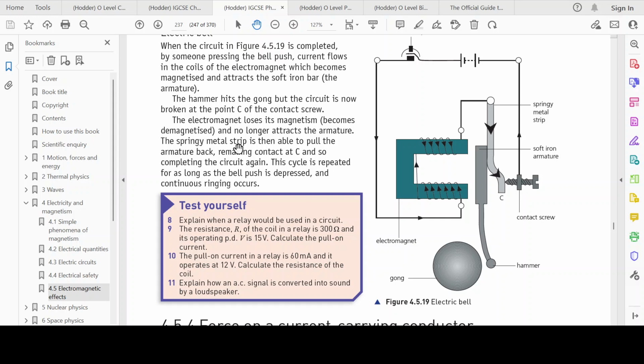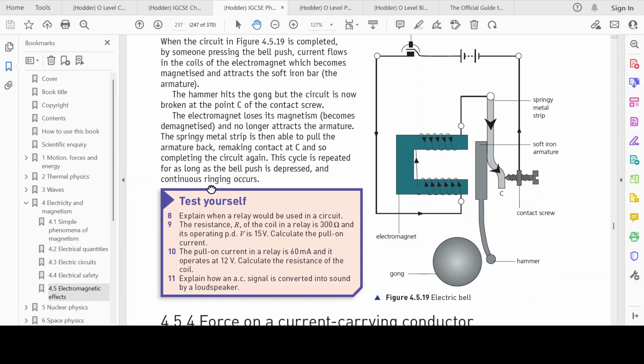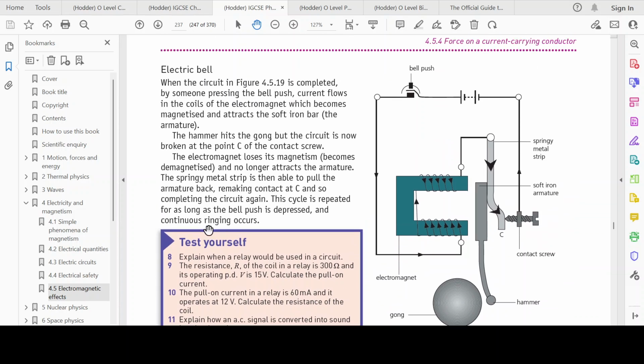And so the springy metal strip is then able to pull the armature back, remaking the contact at point C over here, and so completing the circuit. This cycle is repeated for as long as the bell is depressed, or basically pushed, and continuous ringing occurs. Is that clear?